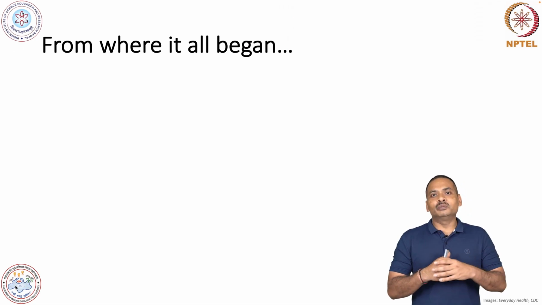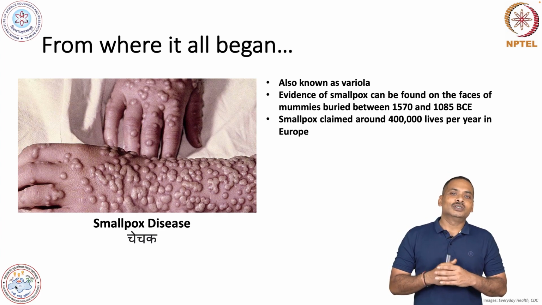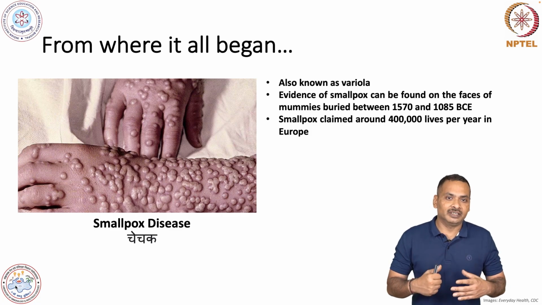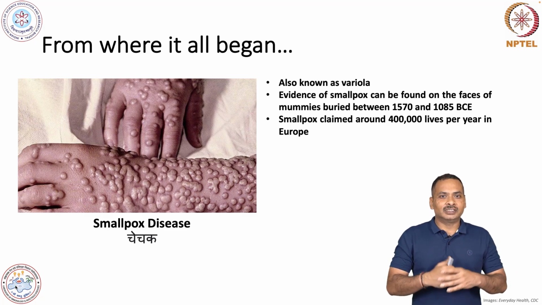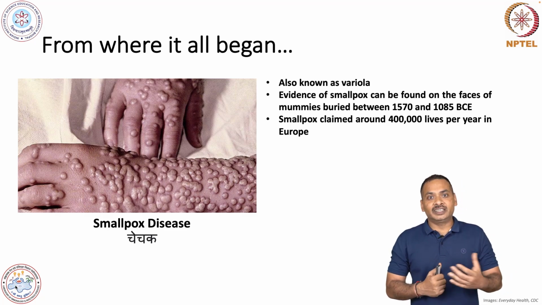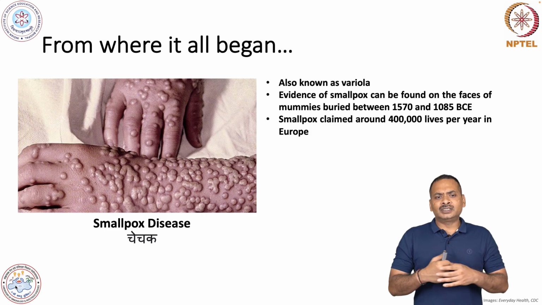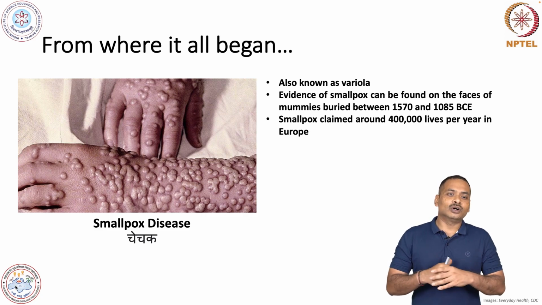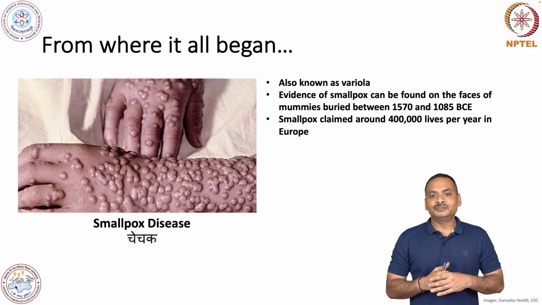So where did it all begin? It began quite early. If you see this slide, there was a huge pandemic. At that time people used to call it a plague. There are several kinds of plague. Plague is a kind of situation or disease which takes the life of an individual. This started with the smallpox disease. In Hindi we call it chechak, and it is also known as variola.